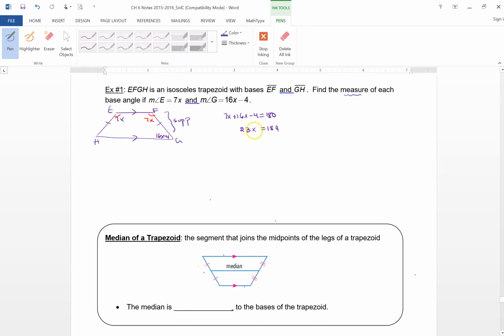23x is 184, so x is equal to 8. Now, if we have to find each of the angles, measure of angle E is congruent to measure of angle F, which is 7x, which is 56. Measure of angle G is equal to measure of angle H, which is 16x minus 4, 124.